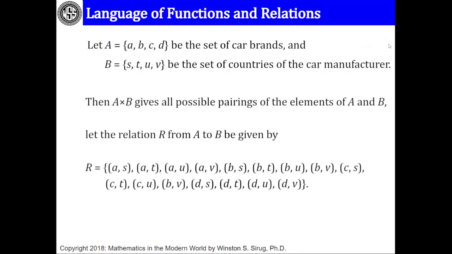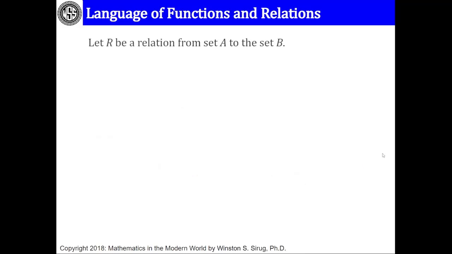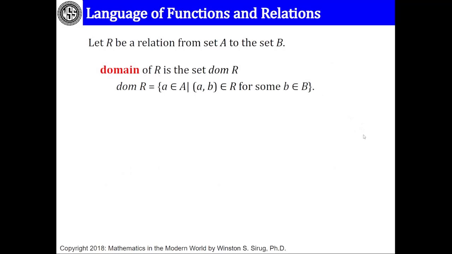So then A times B gives all possible pairings of the elements of A and B. So let a relation R from A to B be given by R equals the set of (a, s), (a, t), (a, u), so on and so forth. So let R be a relation from set A to the set B. And the domain of R is equal to the set of a, an element of A, such that (a, b) is an element of the relation, for some b an element of B.